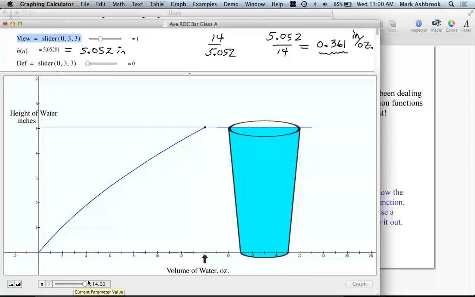What does this number mean? 0.361 inches per ounce. Peter. If we were to fill a glass that was straight along the sides, it would take the same amount of water to fill that volume over that amount of volume. Okay.